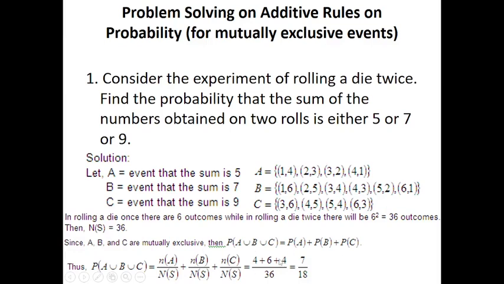Okay? Then 14 over 36, ang kanyang lowest term ay 7 over 18. So that is our answer. So our answer can be expressed in decimal or in fraction. No? So this is our answer. That this is the probability that the sum of the numbers obtained on two rolls is either 5 or 7 or 9.